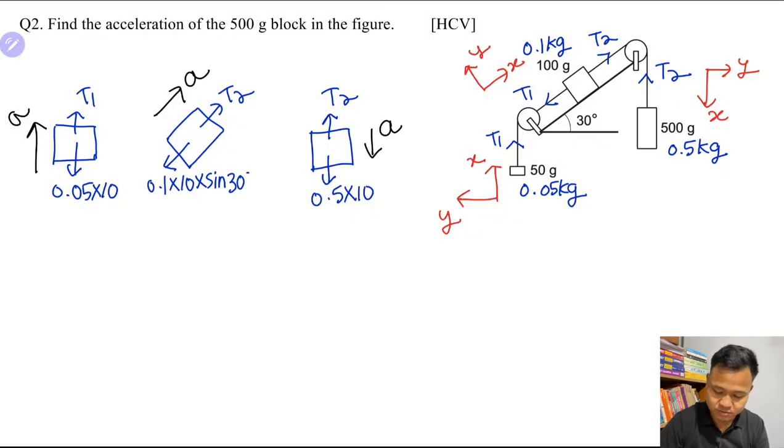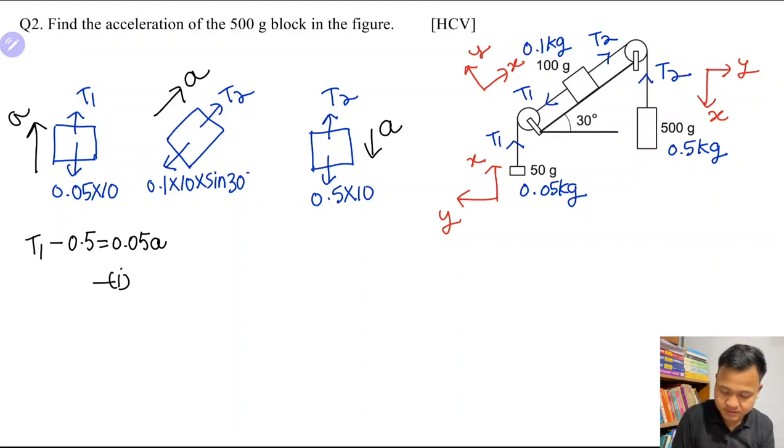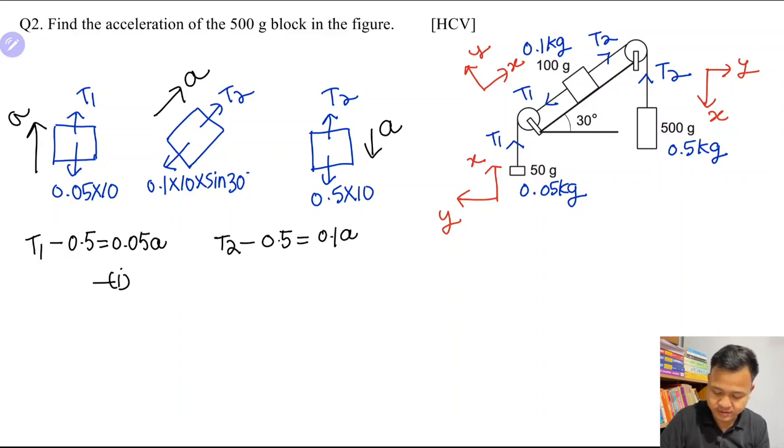So let's write the force equation. For the first block, T1 minus 0.5 should be equal to 0.05 into A. That is equation 1. For the 0.1 kg block, T2 minus sin 30 into 0.5 should be equal to 0.1 into A. That is equation number 2. For the third block, 0.5 into 10 is 5, minus T2 should be equal to 0.5 into A. That is equation 3.